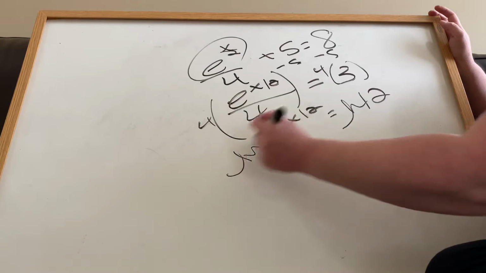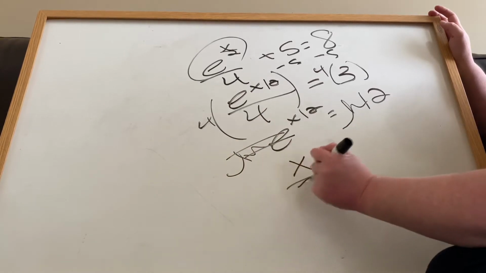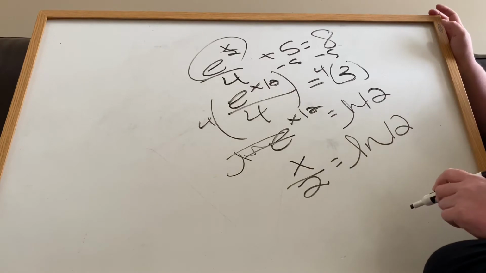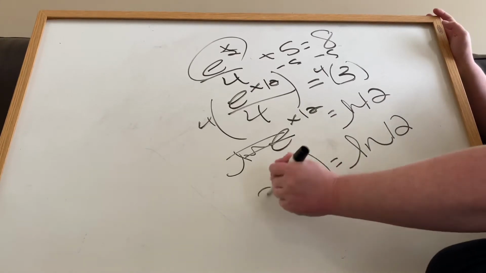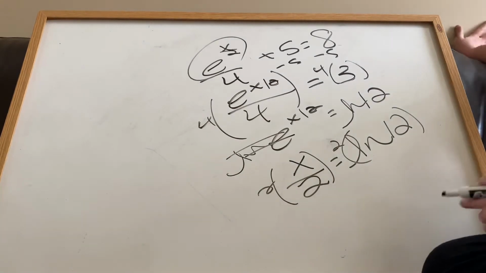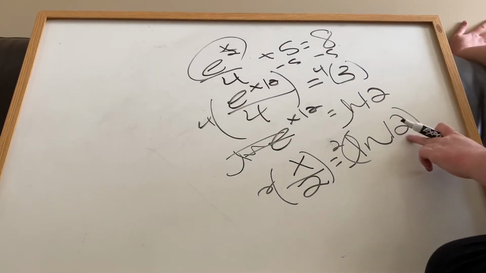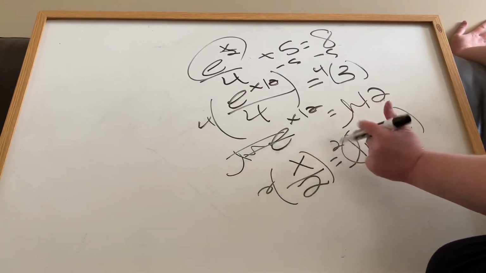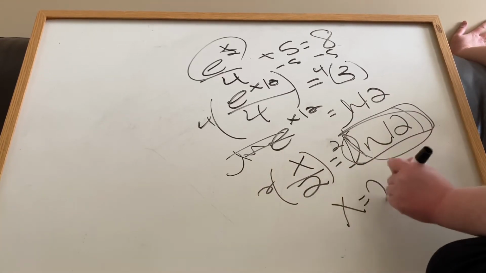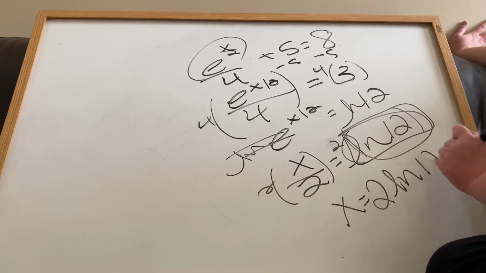So then here, this will go away. You have x over 2 equals the natural log of 12. And then to finish solving for x, you're going to multiply by 2. But again, remember, you don't actually multiply by 2. It doesn't become the natural log of 24. You're multiplying this crazy decimal by 2. So then you just leave it 2 natural log of 12, okay?